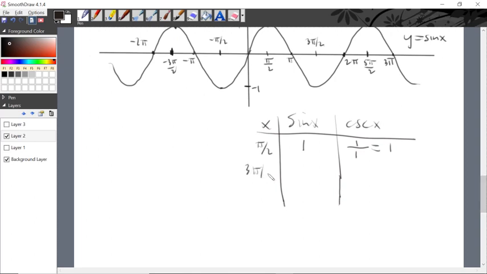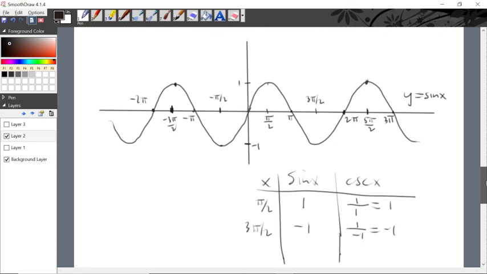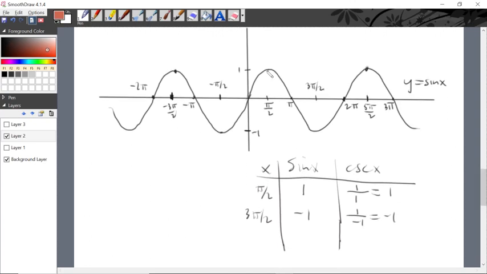Not too different at 3 pi over 2. At 3 pi over 2, the sine of x is equal to negative 1, and the cosecant would be 1 over negative 1, which is also negative 1. So we already have a couple of points we can graph, in red now for the cosecant function. This point right here, pi over 2, 1, is on both the sine curve and the cosecant curve. 3 pi over 2, negative 1 is on both as well. And by periodic symmetry, that would be true at all of these points as well.